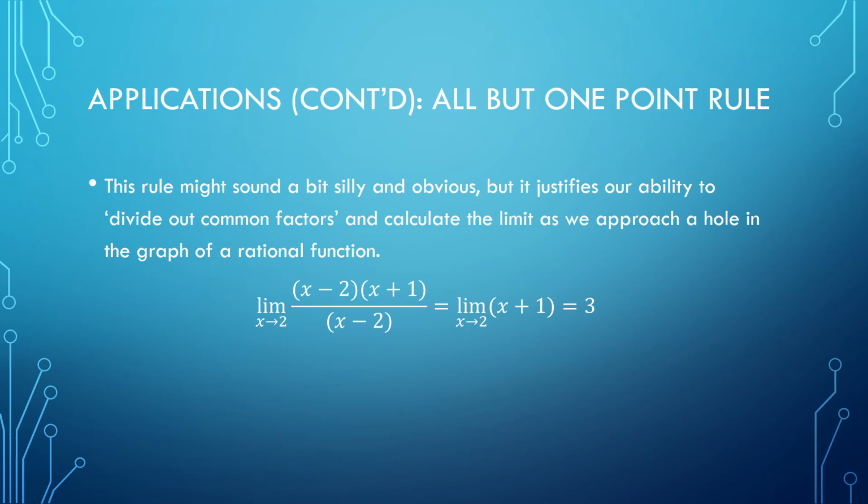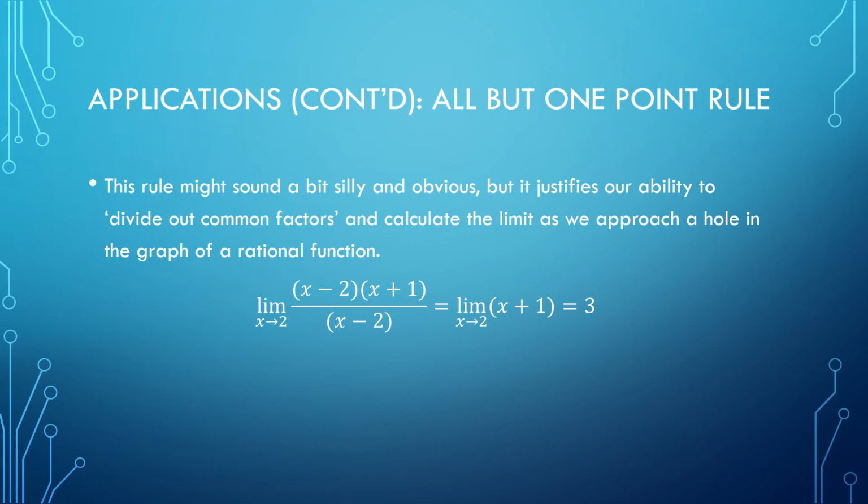The next rule, which I jumped the gun to talk about, is the all but one point rule. This rule, again, when you say it, it sounds obvious, but we have to say it to justify what we did in the first lecture, which was dividing out common factors to calculate a limit as we approach a hole in the graph of a rational function. So here's a rational function.